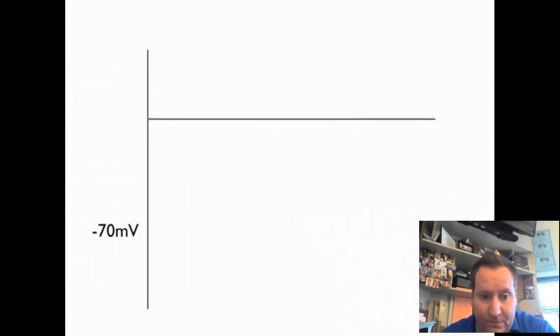The depolarization from the soma reaches threshold and opens the sodium channels, and this allows a rapid influx of sodium ions. This stage of the action potential is called depolarization.